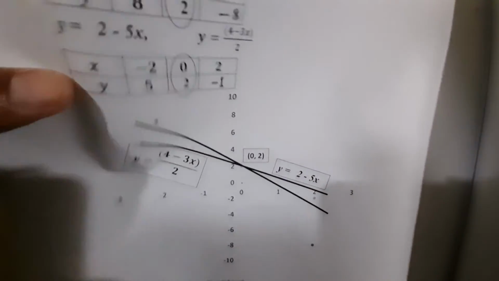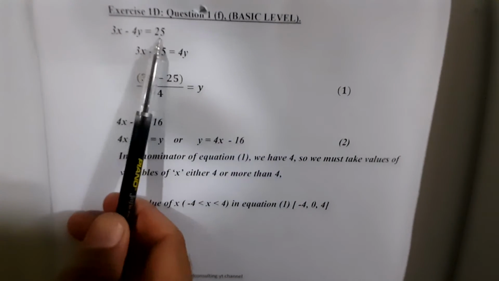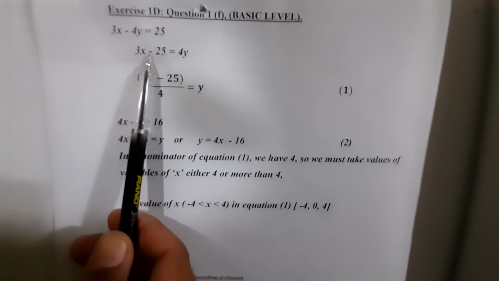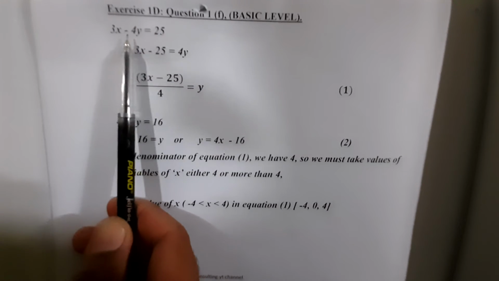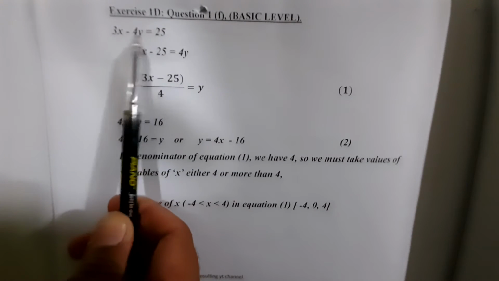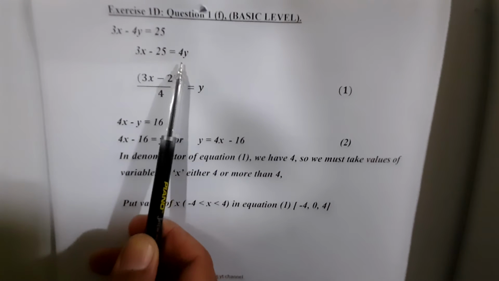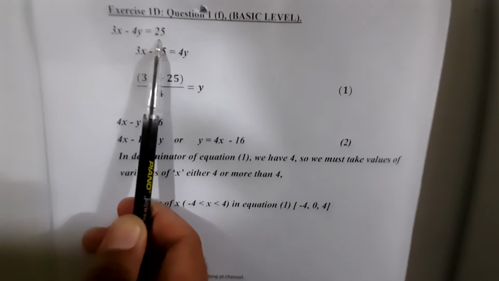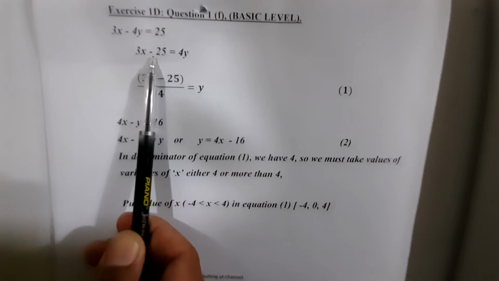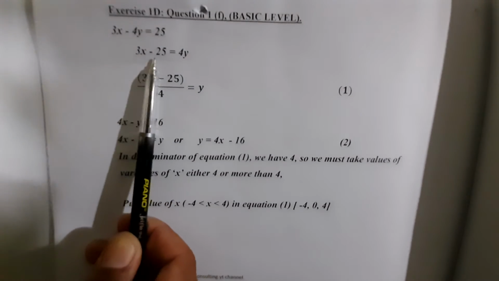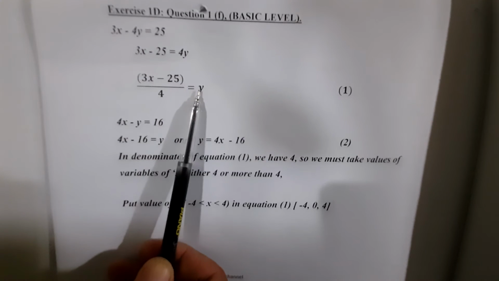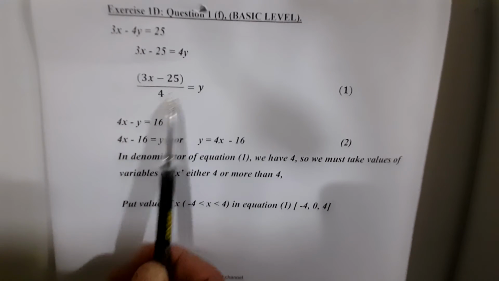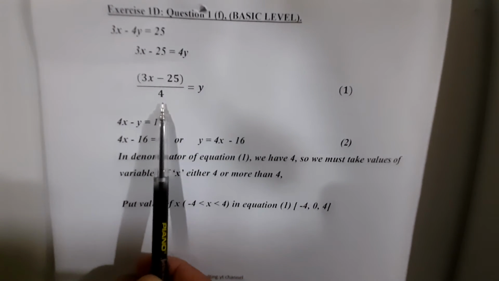Now, we'll move on to question number 1, part F, basic level. Equation 3x minus 4y is equal to 25. Now, this is minus 4y. We'll be moving 4y to the right hand side of the equal sign and we'll be moving 25 to the left hand side. If this is positive 25, it becomes minus 25. So, 3x minus 25 is equal to 4y, or y is equal to 3x minus 25 divided by 4, because 4 will be moving to the denominator.